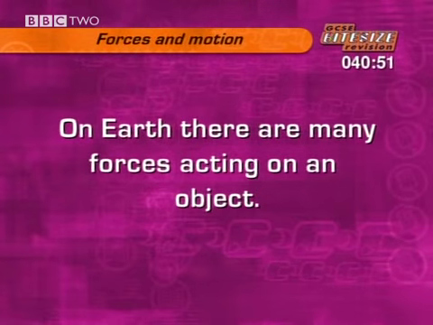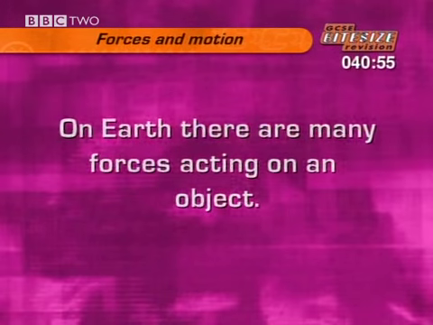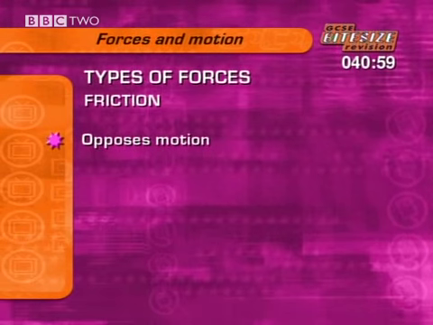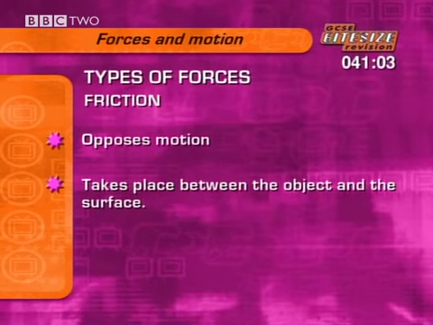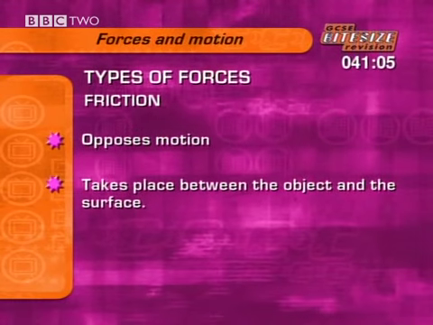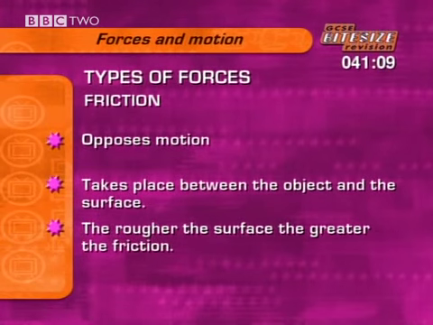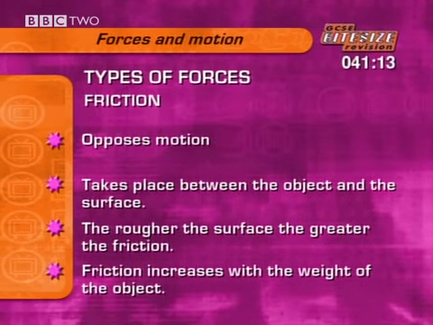On Earth, there are many forces acting on an object. Friction is a force that opposes motion and reduces the speed of a moving object. Friction takes place between the objects and a surface. The rougher the surface, the greater the friction. Friction increases with the weight of the object.